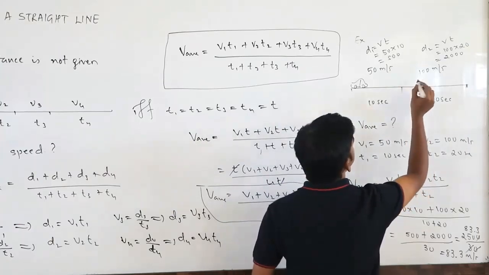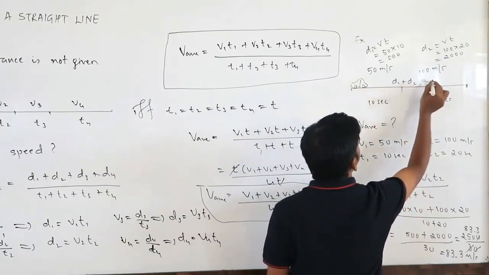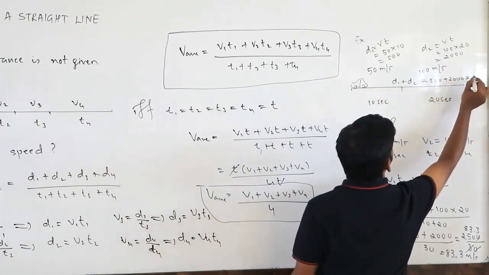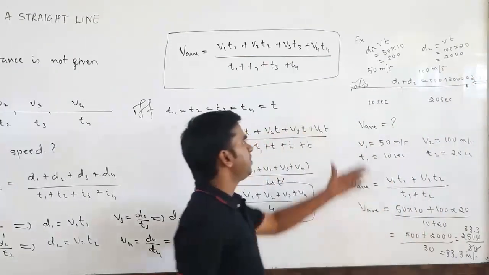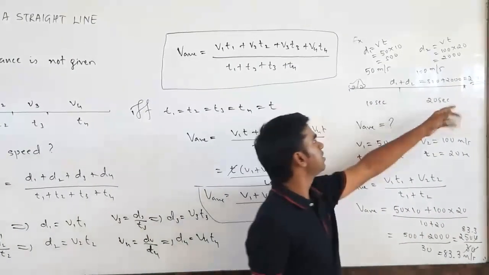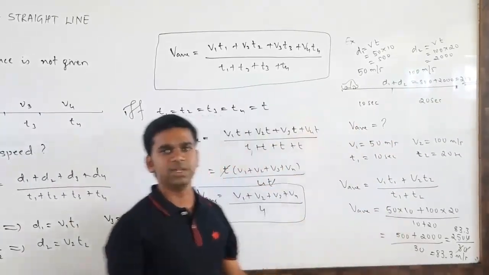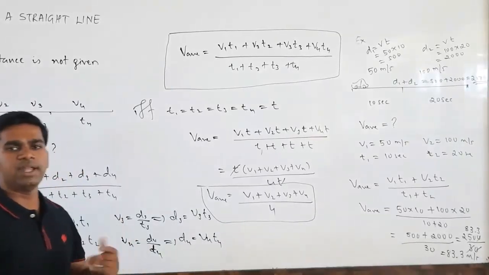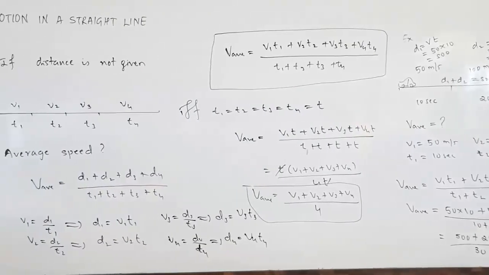Okay. So total distance is d1 plus d2, which is 500 plus 2000, equal to 2500. So that is the distance. If they ask distance, you can do this much only. If they ask average, you can go with this formula. Okay. So we can manipulate the formula however we want, based on what they are asking.